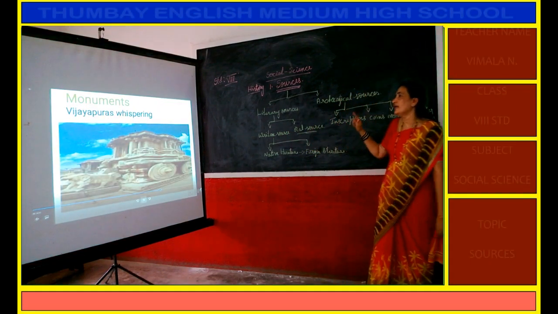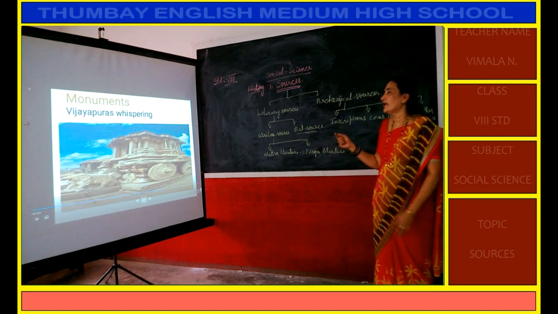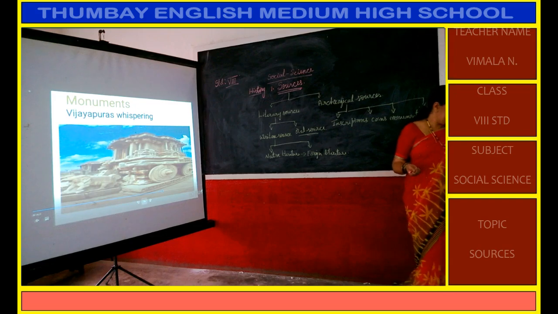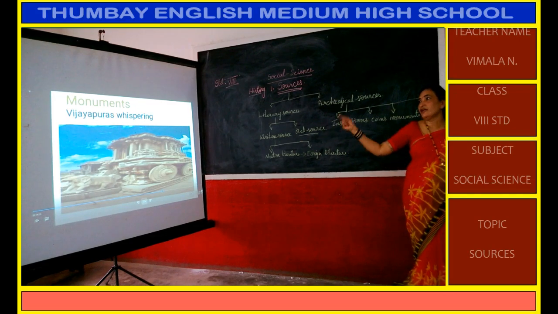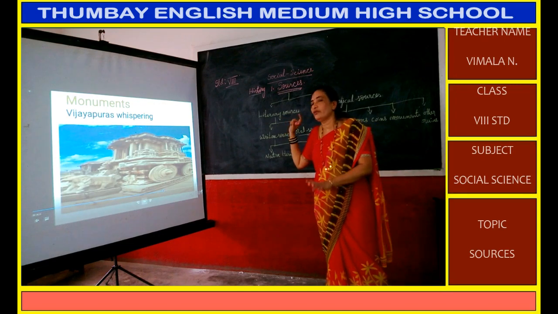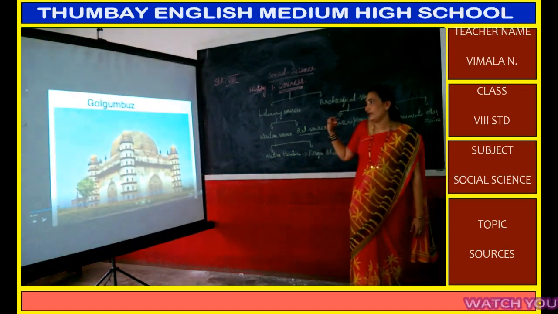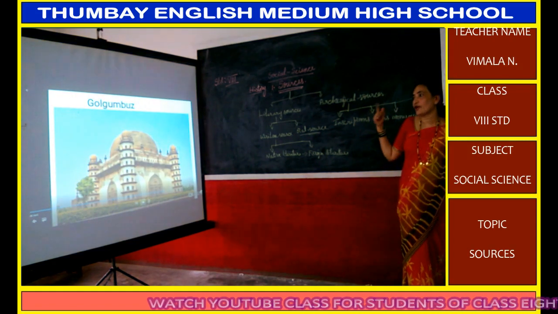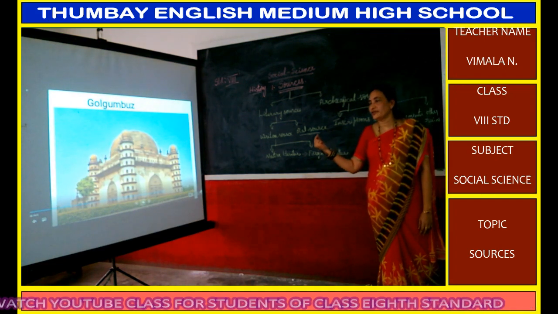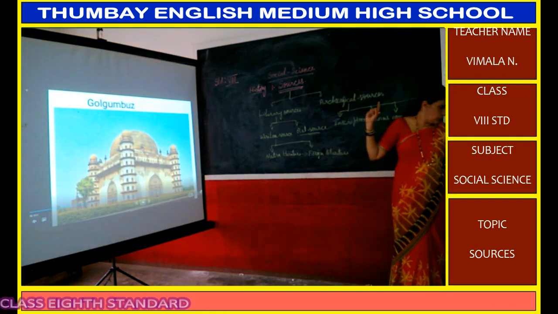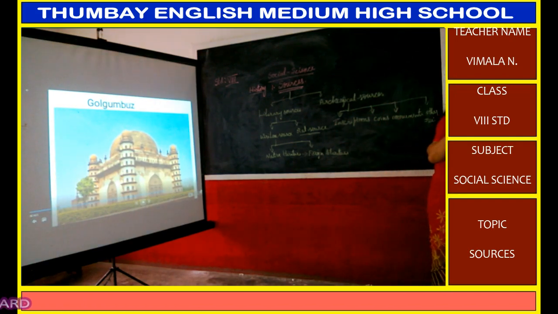And next one is monuments. Monuments are nothing but temples, palaces, forts, pillars, etc. This is Vijayapura's Whispering Gallery. Even a little whisper is heard as a louder sound. And Gol Gumbaz is also famous for sound. Once we shout, we hear the echo seven times. That is Gol Gumbaz's famous feature.